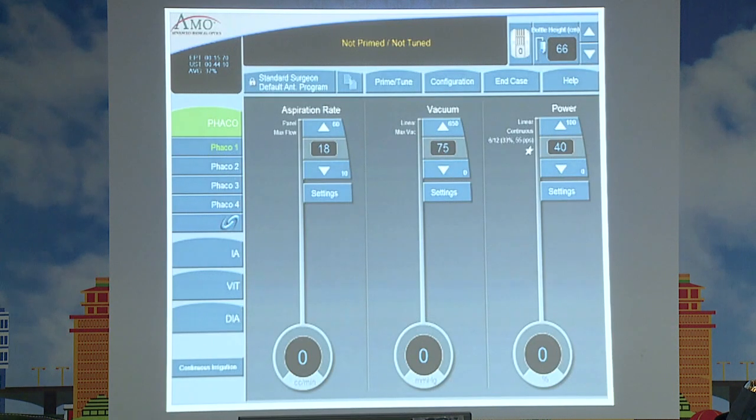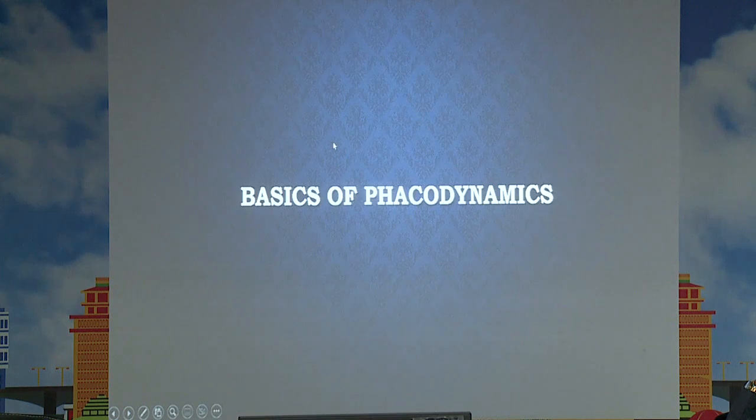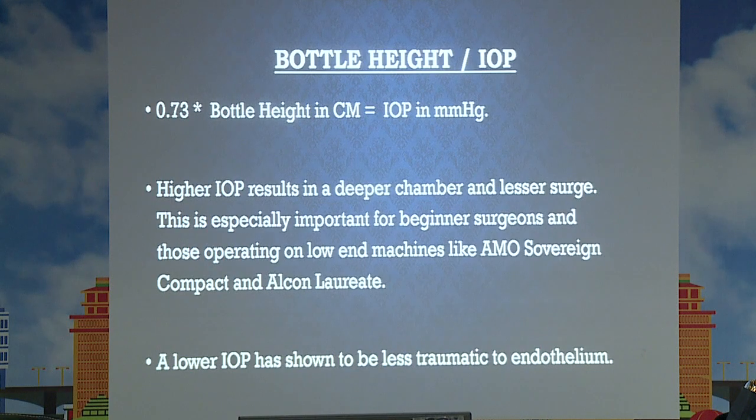This is how it is shown in an AMO or J&J machine. That is, the bottle height is there on top here. The phaco power is here, the vacuum is here, and aspiration flow rate is here. Coming to some basics, the bottle height, because it's water, so it's approximately 0.73 into the bottle height in centimeters is the IOP in millimeters of mercury.